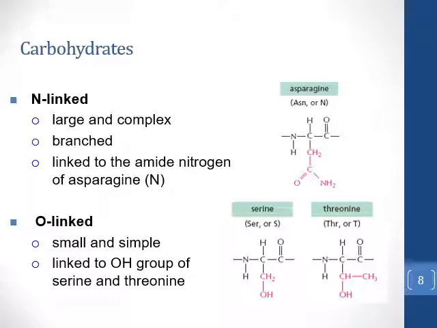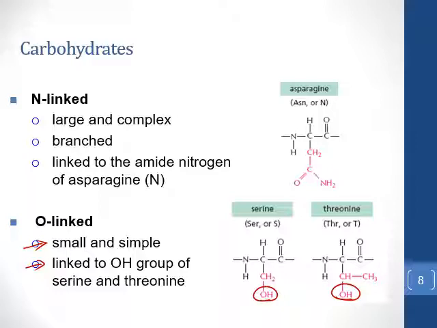Okay, so let's kind of look at what these carbohydrates look like. They're going to fall into two groups. Let's start with the ones on the bottom. They're called O-linked sugars. They are small and simple. They're called O-linked because they're added to the hydroxyl group on a serine or a threonine. That's where they get the name O-linked. And we'll see this again on the next slide.